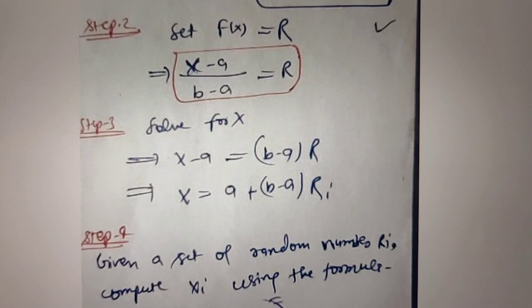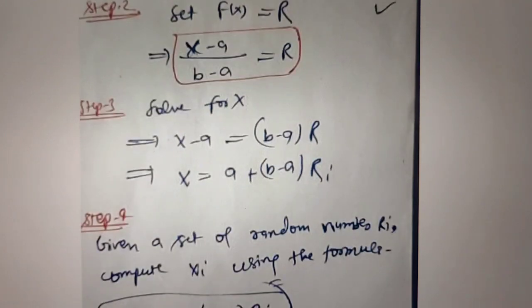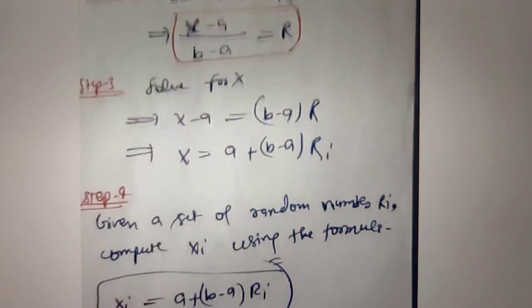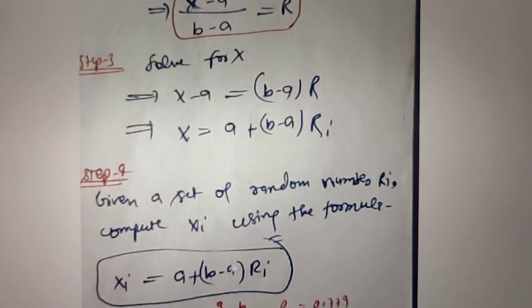Now in step 4, given a set of random numbers ri, where i represents the number of random numbers, we have to compute xi, the random variate, using the above formula. In general terms we can write this formula as xi equal to a plus b minus a into ri, where ri is the respective random number, and a and b are the interval in which we have to calculate the random variate.